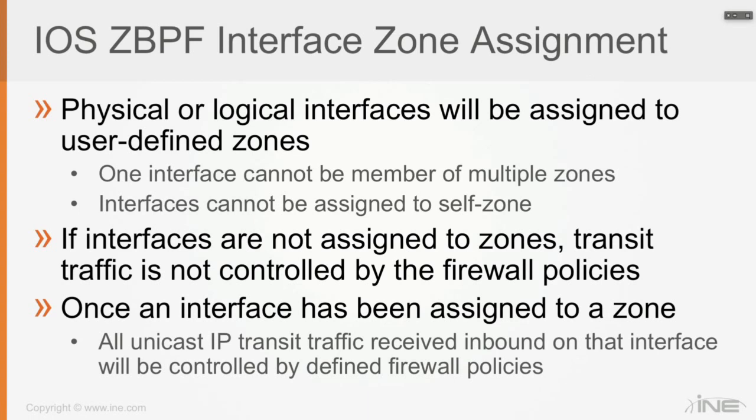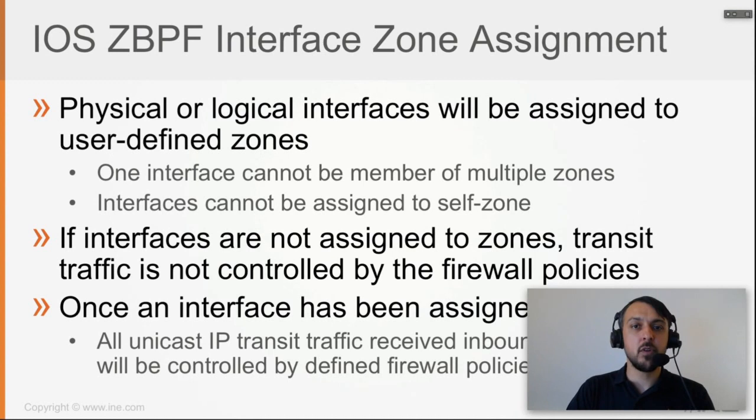Now, once an interface has been assigned to a zone, then all unicast IP traffic, not multicast, that's a restriction of zone-based policy firewall, received inbound on that interface is going to be controlled by your defined firewall policy, which has a source of the zone that interface is attached to. Zone-based policy firewall cannot control multicast traffic, because multicast traffic is in most cases unidirectional, and second of all, if it were bidirectional, traffic goes out multicast and comes back unicast.